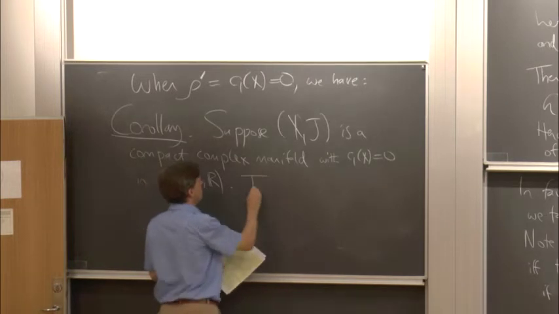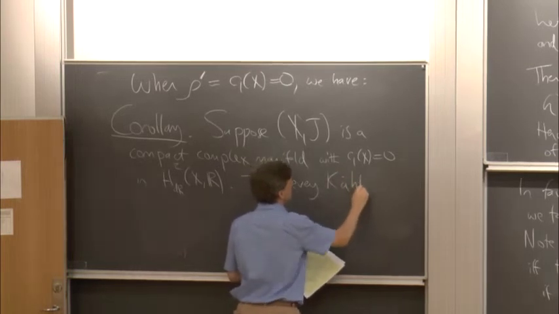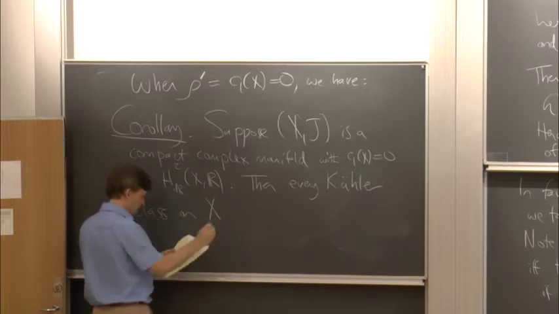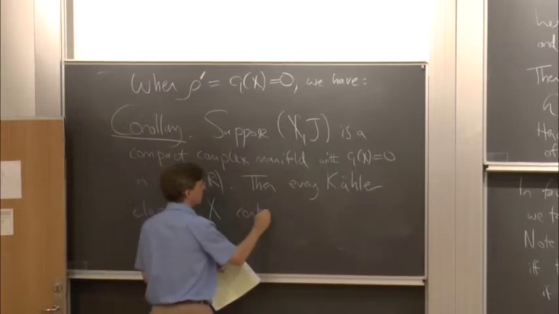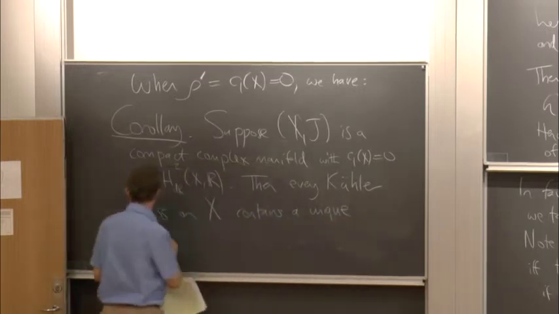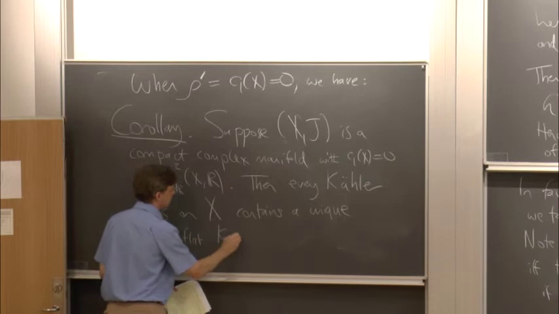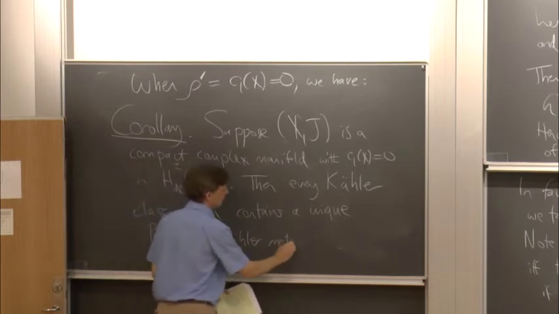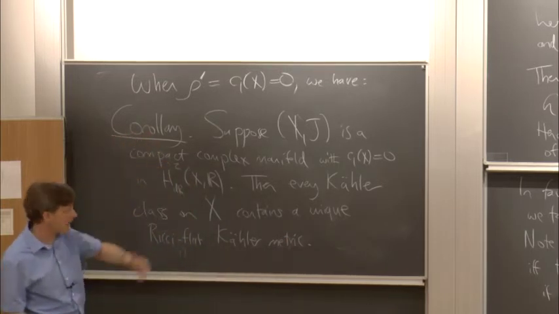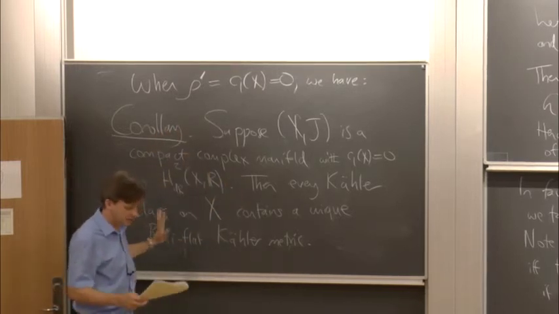So then every Kähler class on X contains a unique Ricci flat Kähler metric. Of course, the assumptions don't say that X admits Kähler metrics. If X doesn't admit Kähler metrics, then there aren't any Kähler classes, so the statement is vacuous.